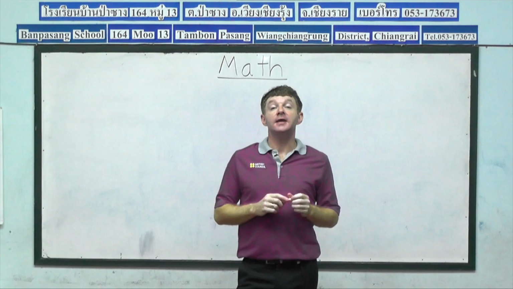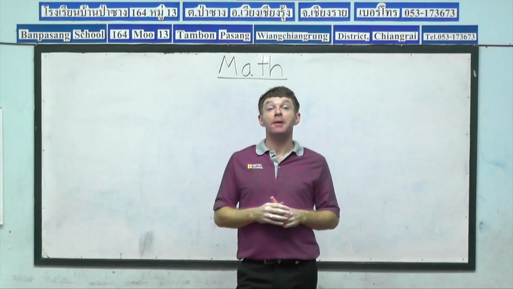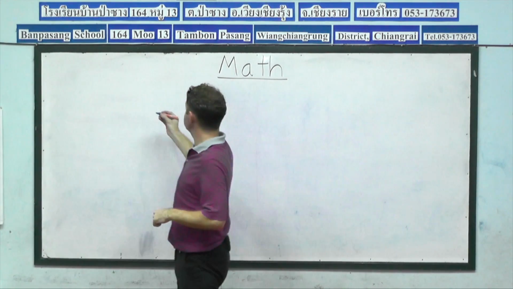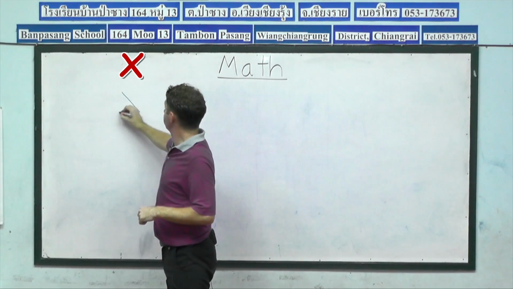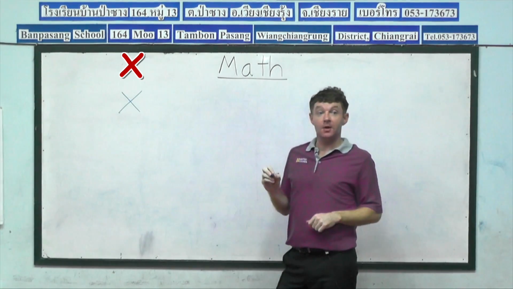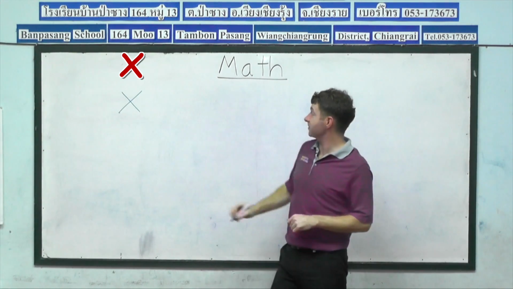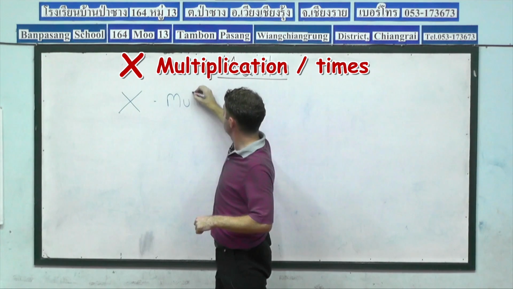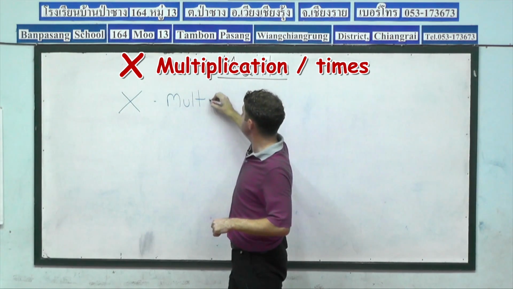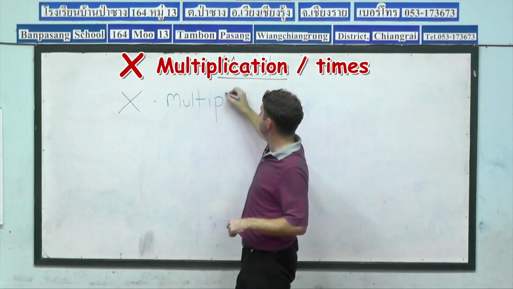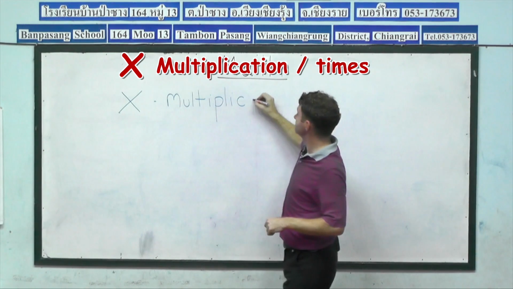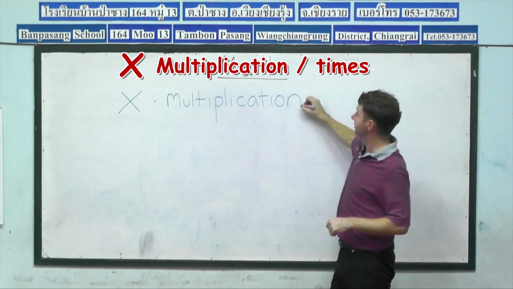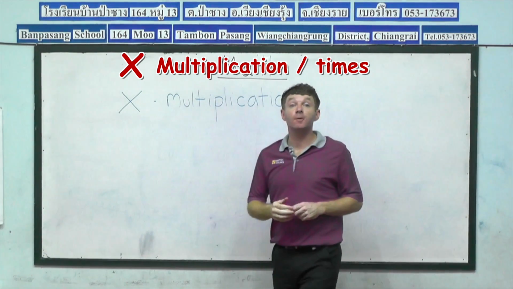So today in math class, we're going to be learning about a different type of symbol. So who can tell me what this symbol represents, guys? Multiplication. Multiplication is correct. So let's spell that together. M-U-L-T-I-P-L-I-C-A-T-I-O-N. So altogether, multiplication.